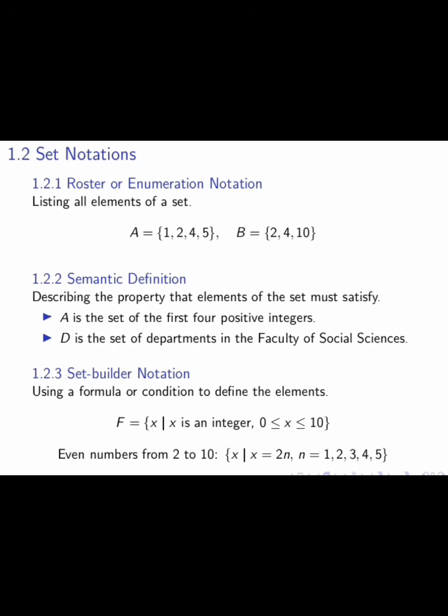Now you notice that if you put the value of n inside S equals 2n, you will still arrive at all of the even numbers from 2 to 10.